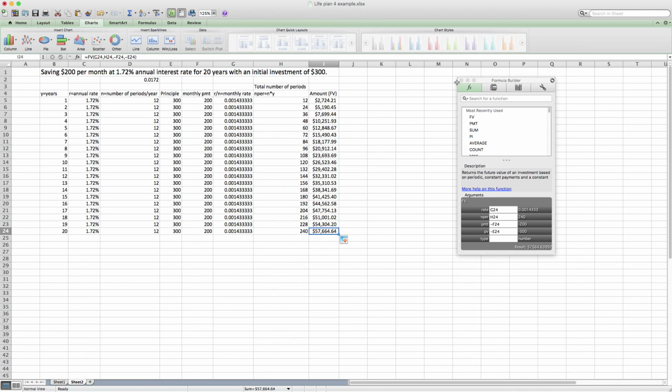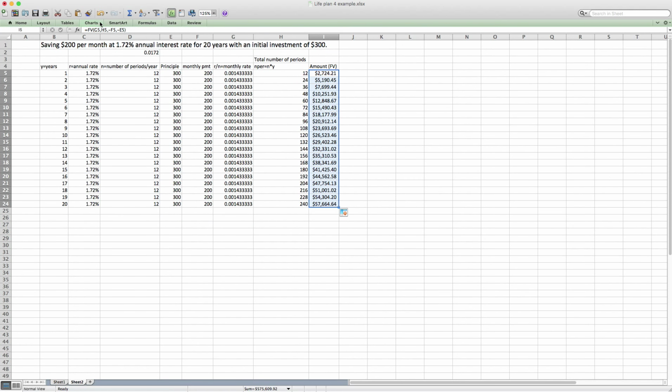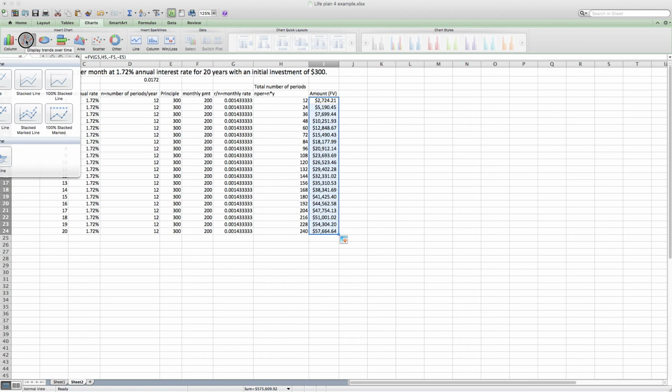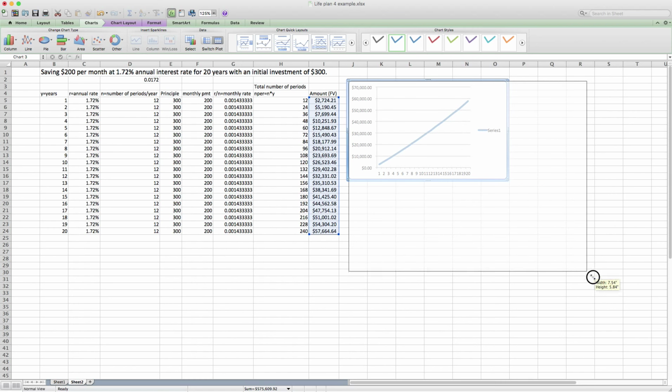Now, let's consider how to graph this. Let me close this out. If we highlight this information, we can come up here to our charts tab and click on lines. Some of this might go off of your screen. I'm going to choose this first one. It doesn't really matter a whole lot. And it has automatically created a line for me. I'm going to pull this over here so we can make it a little bit bigger, and I can make it bigger by pulling on it.